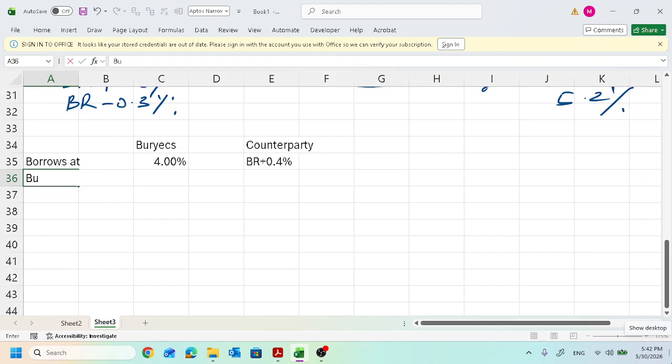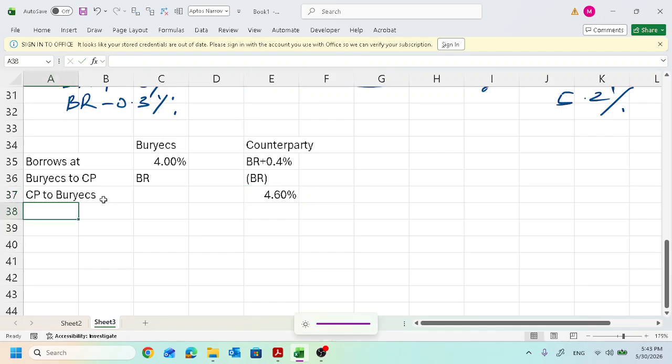Then we say B company to counterparty, the bank rate is paid. So paying company keeps it as plus, receiving company puts it as minus, bracket BR. Now counterparty, can you see I have removed the BR. This BR gets cancelled. Then counterparty to B company, how much was it? 4.6%. So the paying company keeps it plus, other one keeps it minus, minus 4.6, bracket my 4.6%.